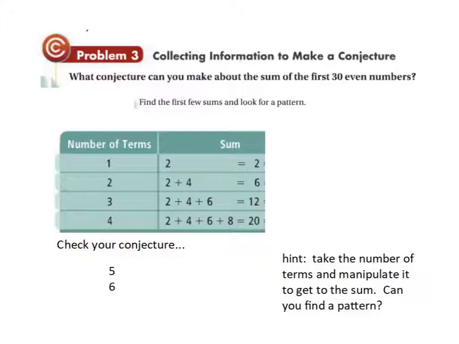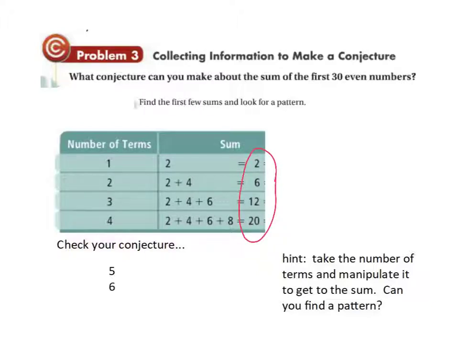So just one term, the first even number is a 2. Okay, now if I take 2 even numbers, that'd be 2 and 4, and I'm adding those. 3, that's 2, 4, and 6. I'm adding them. And what I'm doing here is I'm looking for some sort of a pattern on these sums right here.